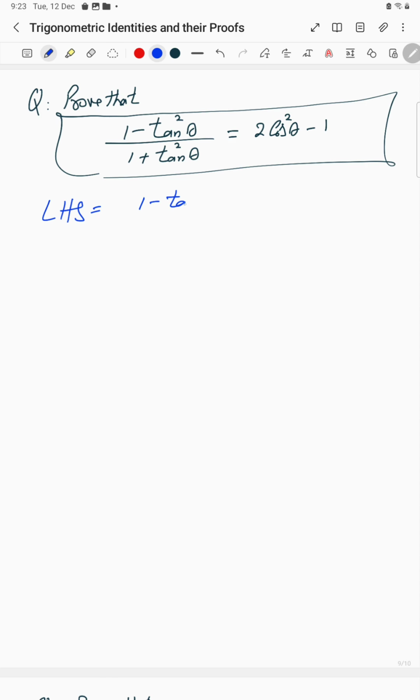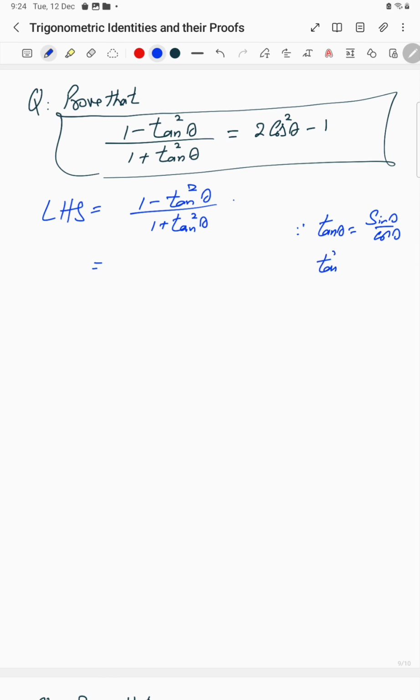Okay, so it will be tan square theta over 1 plus tan square theta. We know the tangent is the ratio of sin to cos. Tangent theta will be sin theta over cos theta. So I'm going to split this.